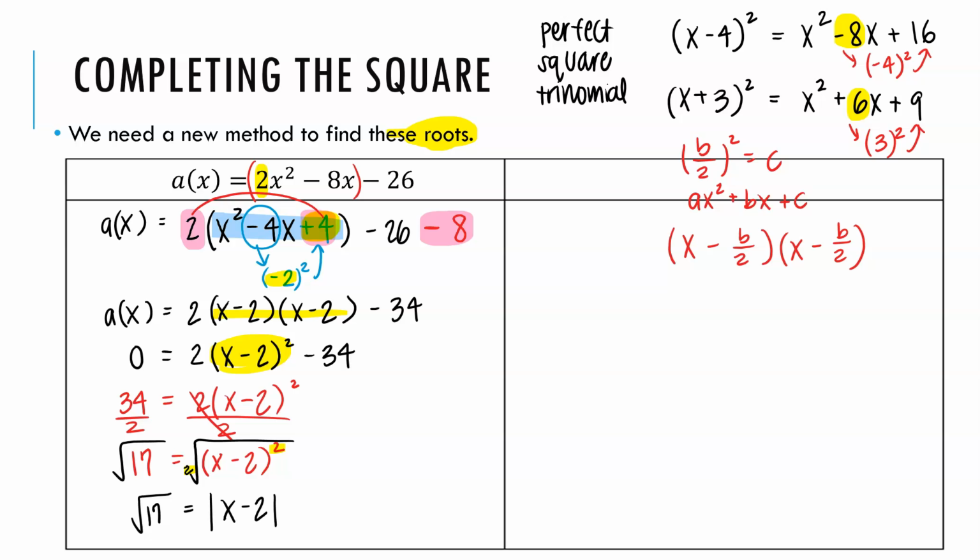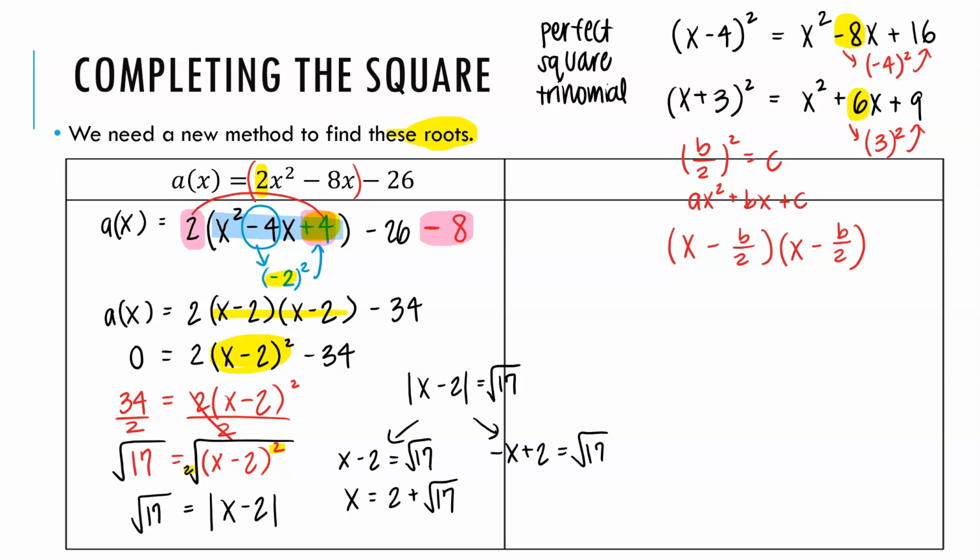To solve this absolute value equation, I have two different solutions. I know |x − 2| is equal to the square root of 17. So one possible equation would be just x − 2 is equal to the square root of 17. And the second equation would be −x + 2 is equal to the square root of 17. Solving this, x is equal to positive 2 plus the square root of 17. For the second equation, −x is equal to −2 plus the square root of 17. Divide both sides by −1, and x is equal to positive 2 minus the square root of 17.